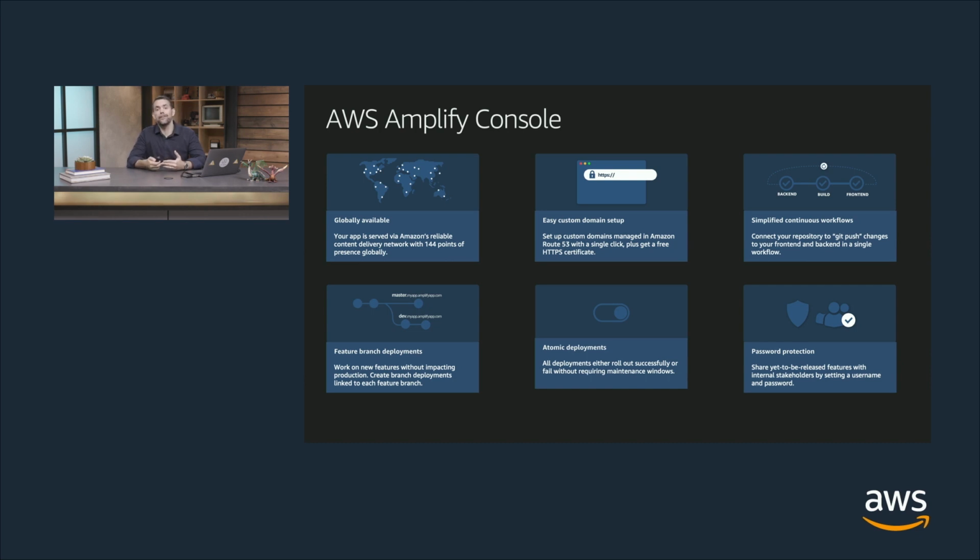You can easily configure custom domains and automatically host your application across multiple points of presence globally. The console also is aware of different branches, and you can password protect the app for testing. All successful deployments are available immediately after an update. Failed deployments do not impact production traffic.